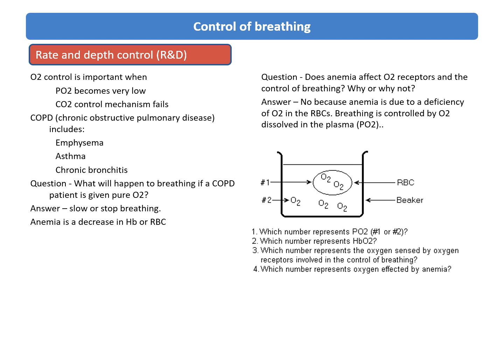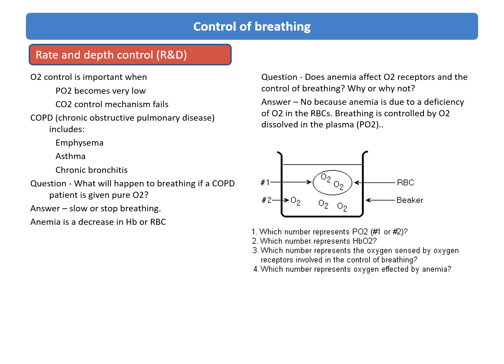Take a look at this beaker. Let's take a beaker of water and put in it a red blood cell. And notice there are oxygen molecules inside the red blood cell and in the beaker. Question number 1. Which number represents PO2? That would be number 2. That's the partial pressure of oxygen dissolved in the fluid.